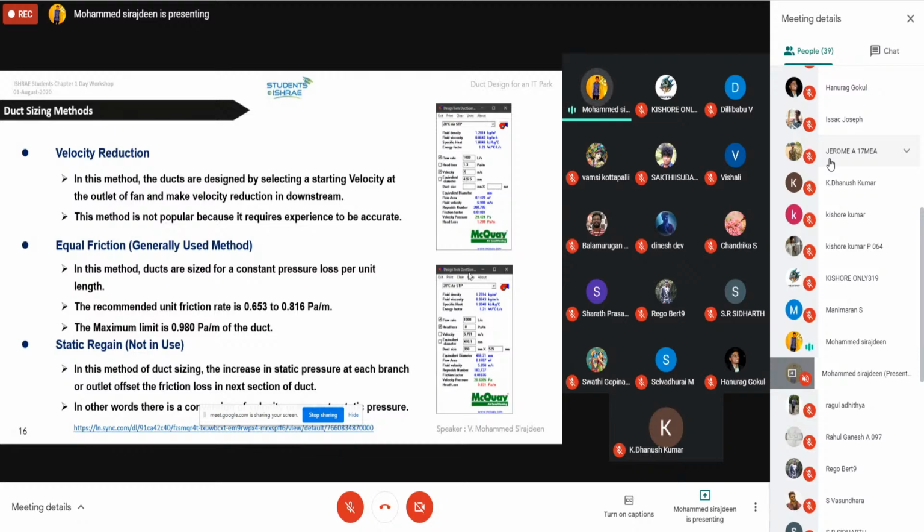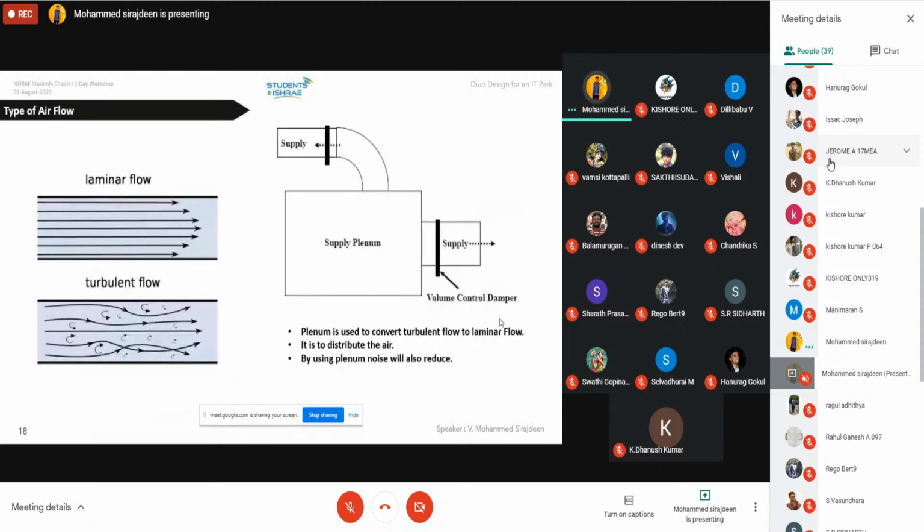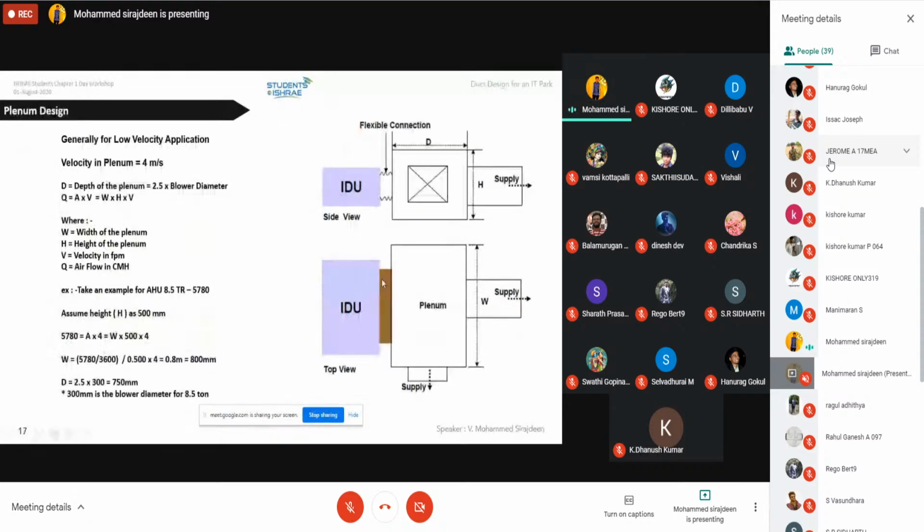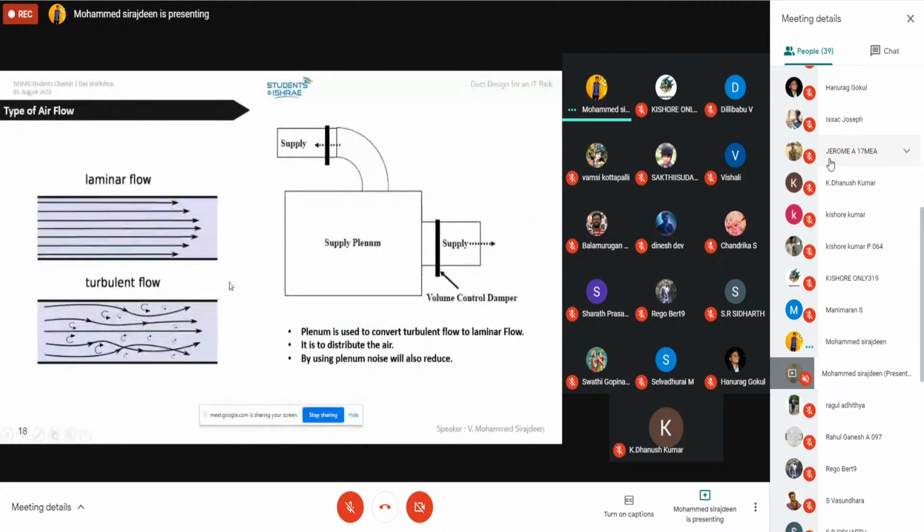Then, types of airflow. We talk about the air pattern downstream of the AHU or fan coil unit. If we have not considered any plenum and simply install the duct at the AHU mouth, what will happen? The air will go in a mixed pattern, like a turbulent flow. Turbulent flow means the noise will be more and the air will not be delivered properly.